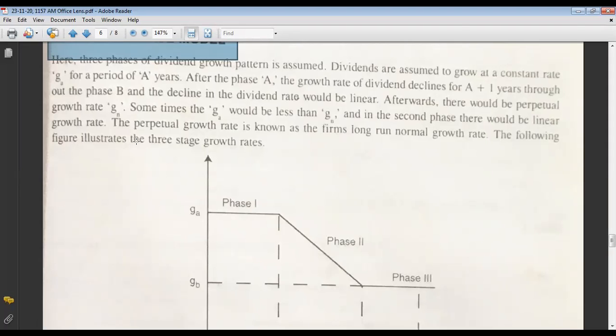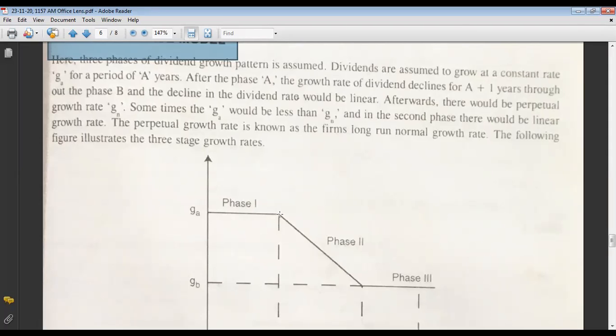Clear? This phenomenon is experienced by almost every company in the world. Every company, every share, every individual also goes through this particular pattern. Only thing is you are not able to figure it out. So how do we value such shares or such companies? For that reason, we have the three-stage model formula.